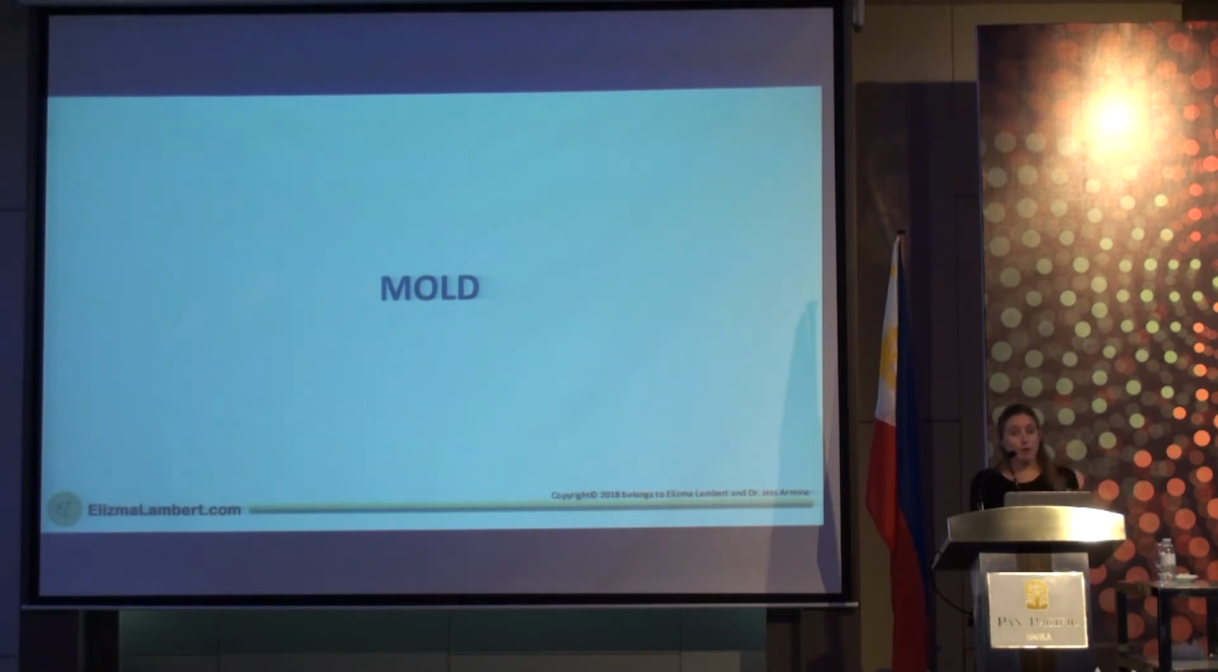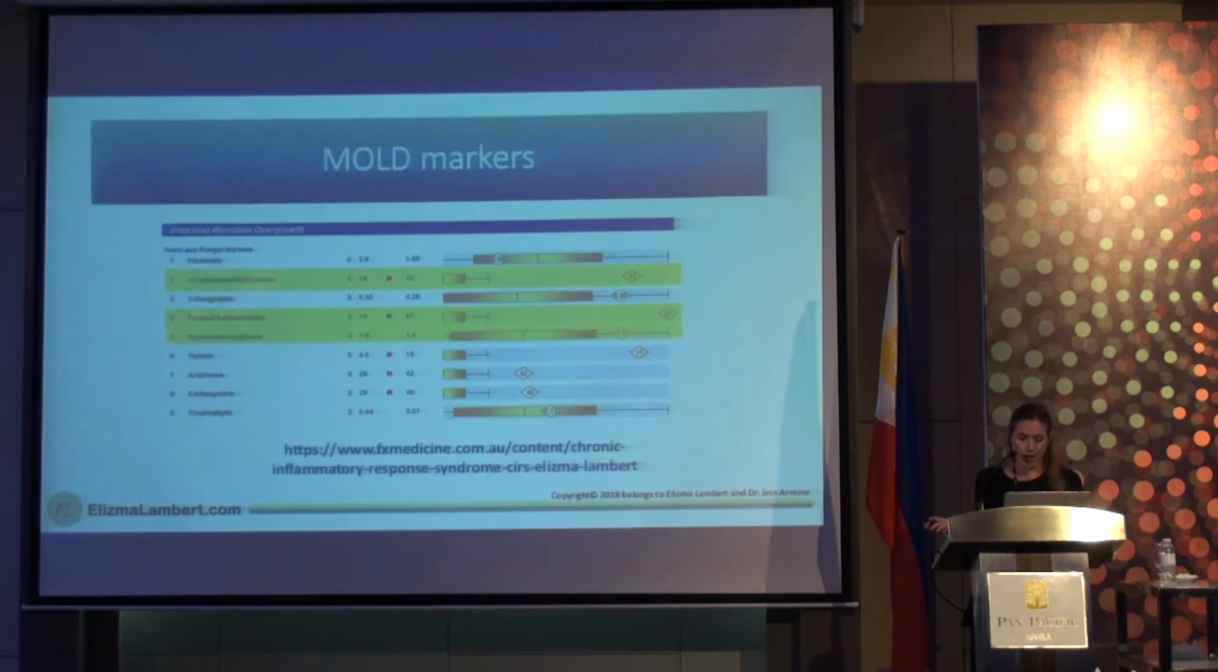Now, we also have mold markers on the organic acid test, which is, as far as I'm aware, just measured by Great Plains Laboratories at this stage. And this is what the mold markers look like. So it's those three there that I've highlighted. And mold is a huge trigger for inflammation. I mean, environmental mold exposure is linked to a condition called CIRS. For those of you who do not know what CIRS is, it just stands for Chronic Inflammatory Response Syndrome.